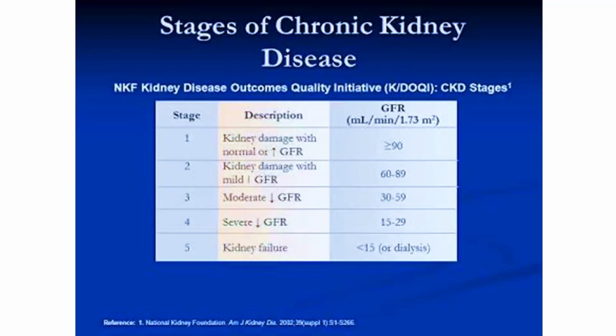Stage 1, GFR above 90, but with functional abnormality. Stage 2, GFR between 60 to 90. Stage 3, GFR between 30 to 60. Stage 4, between 15 to 30. And stage 5, when GFR is less than 15 ml per minute. So ideally, any patient who has a GFR of less than 15 ml per minute should be on renal replacement therapy.